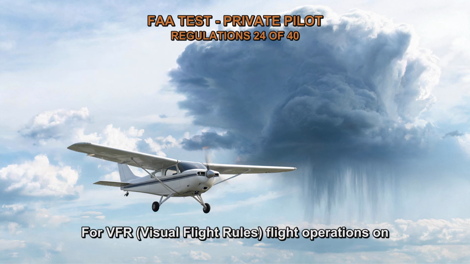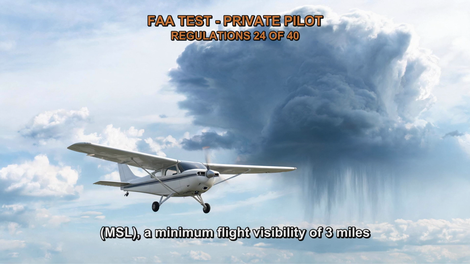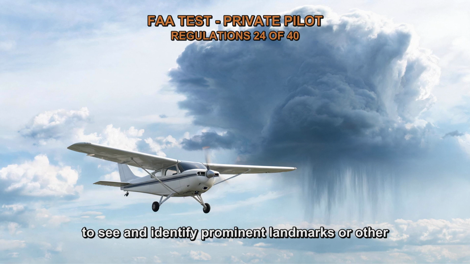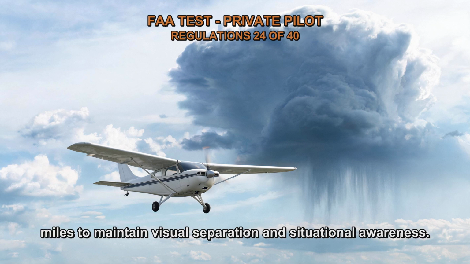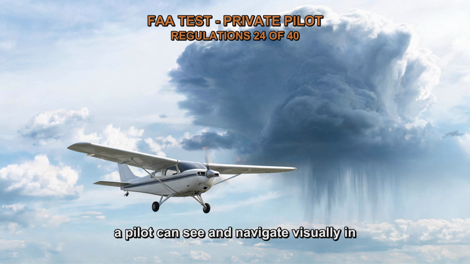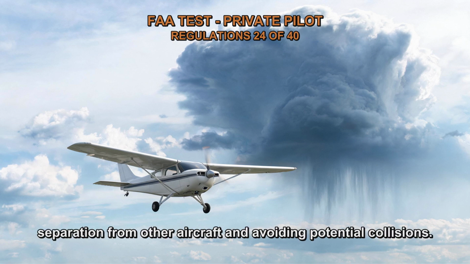For VFR, visual flight rules, flight operations on an airway below 10,000 feet, mean sea level, MSL, a minimum flight visibility of 3 miles is required. This means that the pilot must be able to see and identify prominent landmarks or other aircraft at a distance of at least 3 miles to maintain visual separation and situational awareness. Flight visibility refers to the distance at which a pilot can see and navigate visually in relation to the surrounding environment. It is an important factor in maintaining safe separation from other aircraft and avoiding potential collisions.